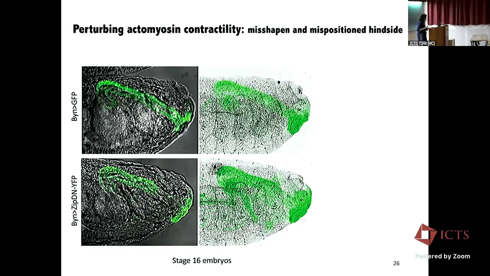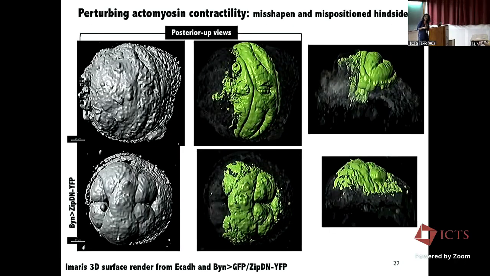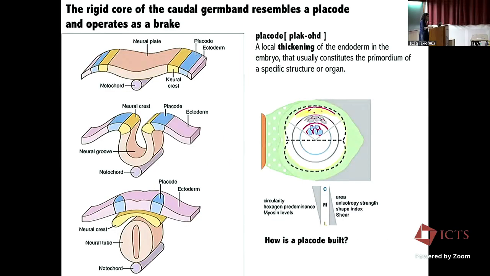And we don't yet know how this affects the function of the gastrointestinal tract, and we're trying to work that out. But here are some 3D renderings of the hind end of the embryo that allow you to see that in a normal scenario, this is what the hind end looks like in multiple views. And if you perturb contractility, it's misshapen and mispositioned. So in the interest of time, I'm going to stop there.